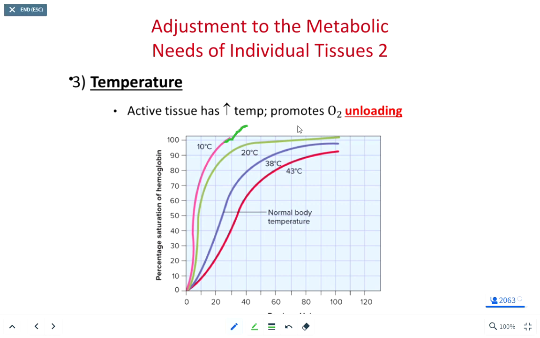On the flip side, if we have a raging fever at 43 degrees Celsius, so that would be 2, 4, 6, 8. That's like 106 degrees Fahrenheit, 107 degrees Fahrenheit. You'd probably be unconscious at this point. You have a very tough time oxygenating your blood or binding oxygen to the hemoglobin.